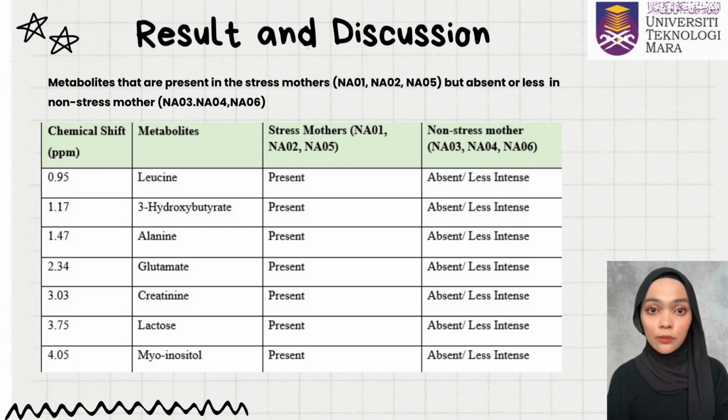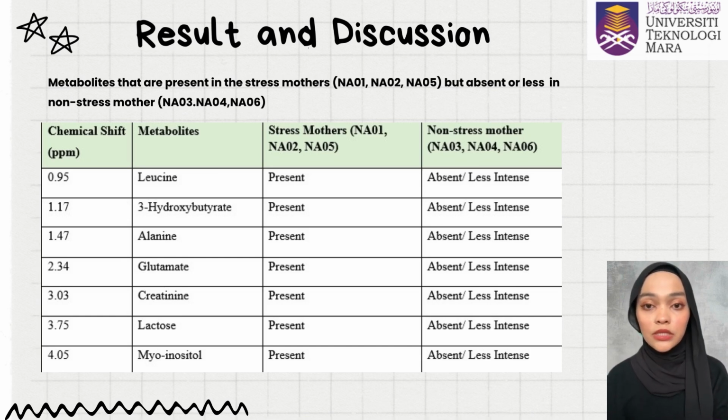As you can see here, the table shows the specific metabolites present in stressed mothers and absent in non-stressed mothers, and their potential roles, based on chemical shifts of metabolites from previous studies as a reference. Leucine shows 0.90 to 1 ppm. As we know, leucine is an essential amino acid critical for protein synthesis and metabolic function.